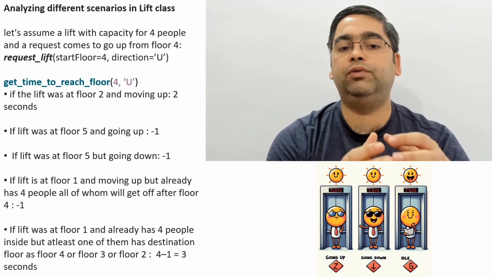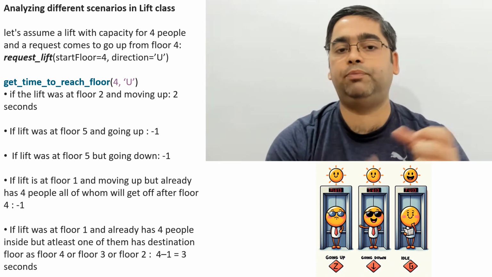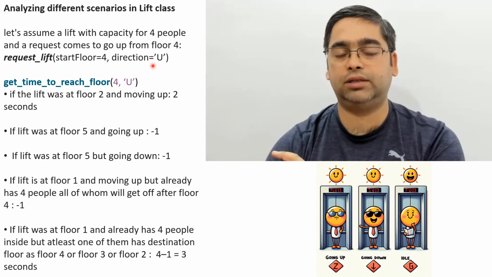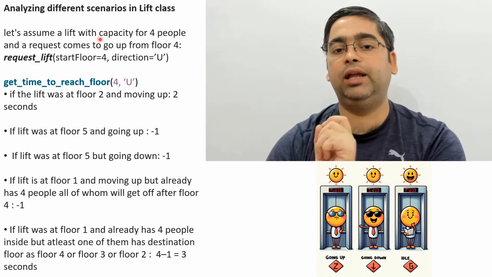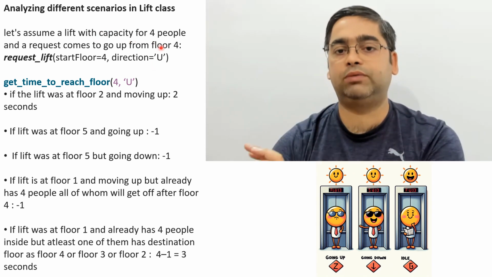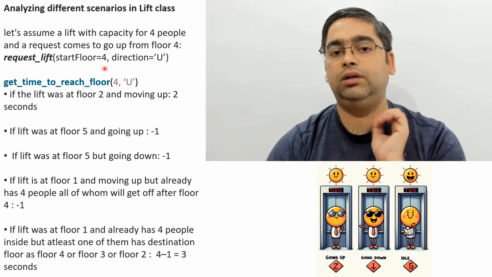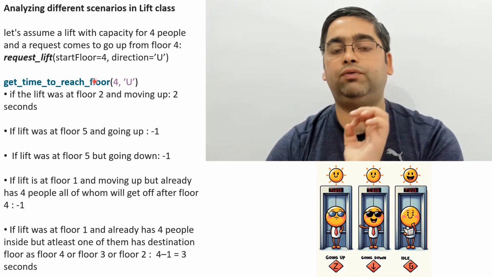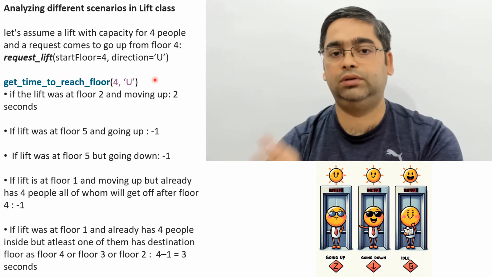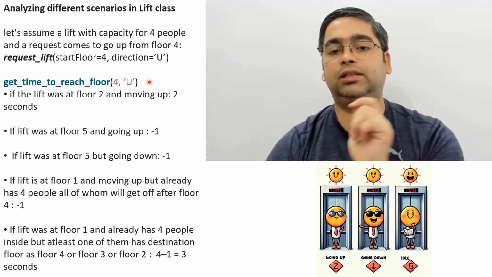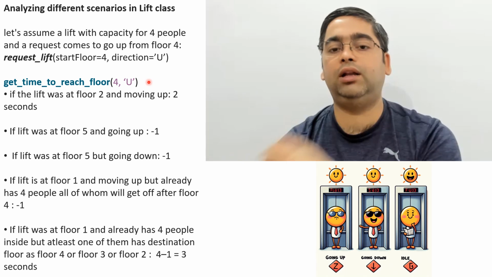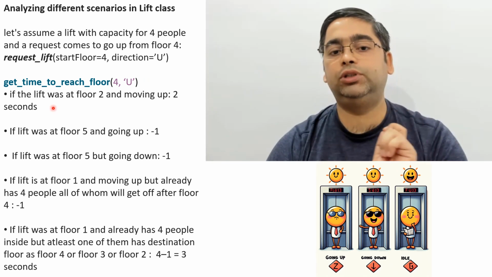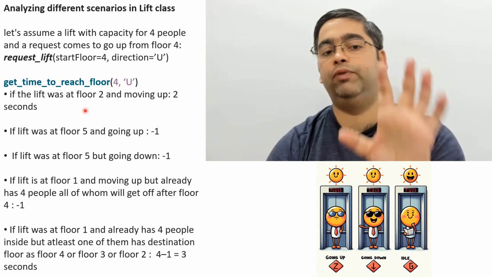Let's assume a request comes from a person who is on floor 4 and they want to go in the up direction. All the lifts in the building are of capacity 4, so a maximum of 4 people can be inside the lift. So what the lift management system will do is call get time to reach floor for all lifts, see what times they return, and choose the optimal lift based on that time. So let's suppose a lift was at floor 4 and it is moving up.